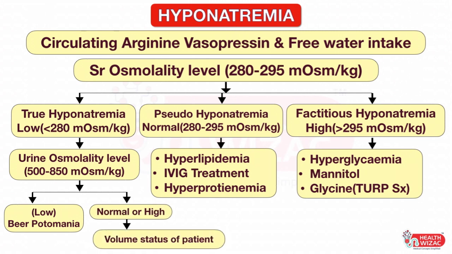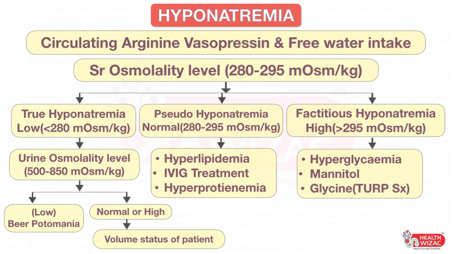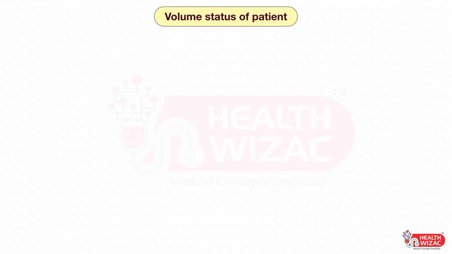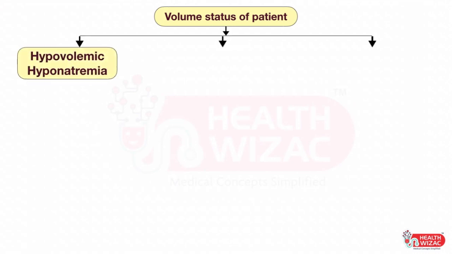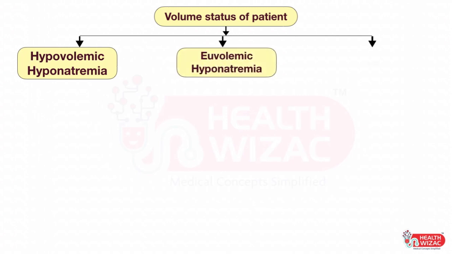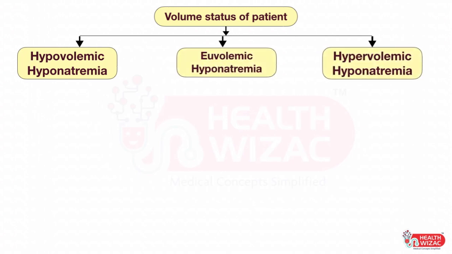Once the urine osmolality level of the patient is evaluated, the third level of evaluation is to check the volume status of the patient. Depending upon the volume status of the patient, hyponatremia can be differentiated into 3 categories called hypovolemic hyponatremia, euvolemic hyponatremia, and hypervolemic hyponatremia.